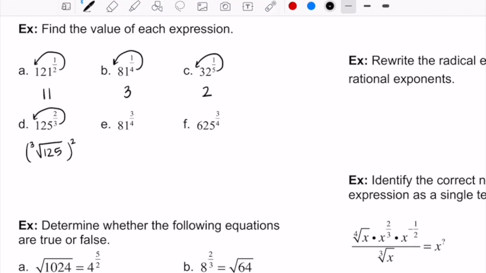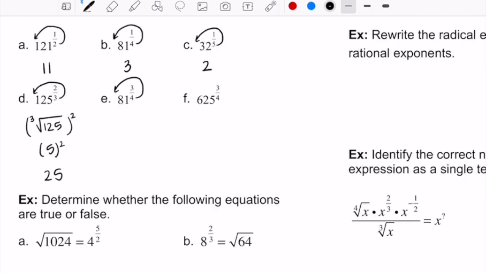We can do inside the parentheses first here. So the cube root of 125 gives me 5. And then when I square 5, I get 25. So my answer to this one would be 25. I'll do E and F similarly. The number that's in the denominator of the rational exponent becomes the index of the radical. So here it's the fourth root of 81 raised up to the third. The fourth root of 81 is 3. And then 3 to the third gives me 27.